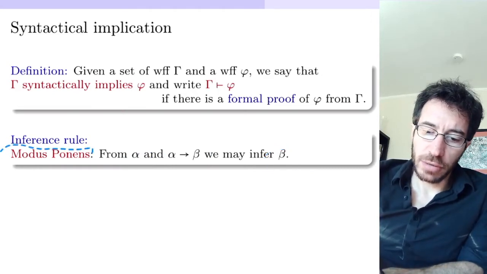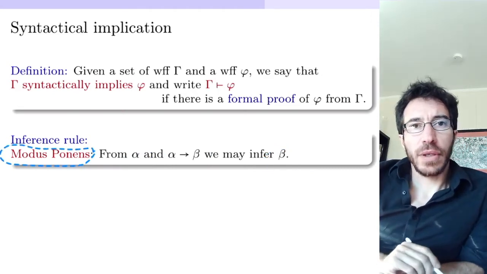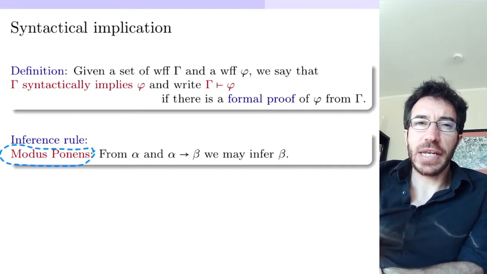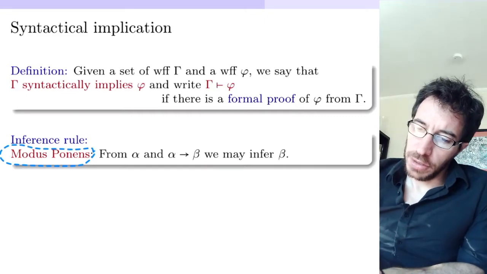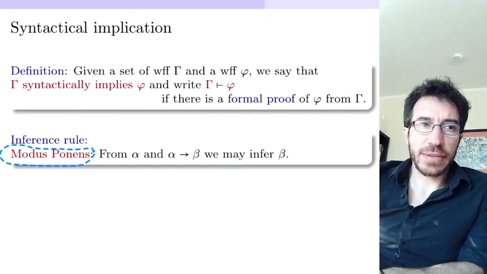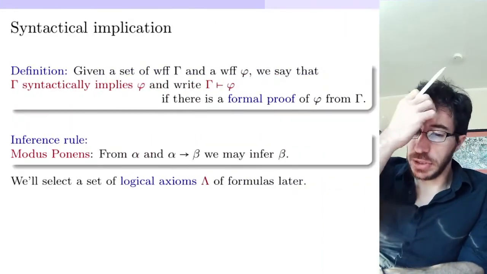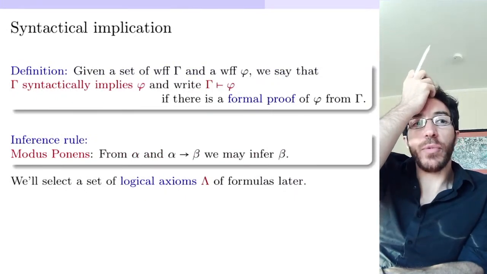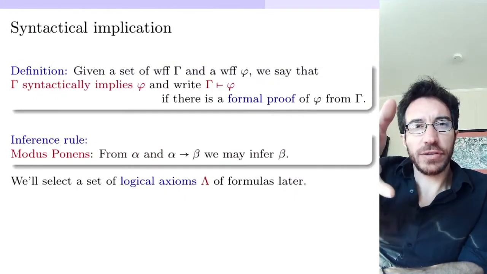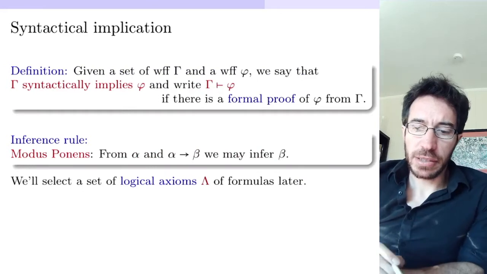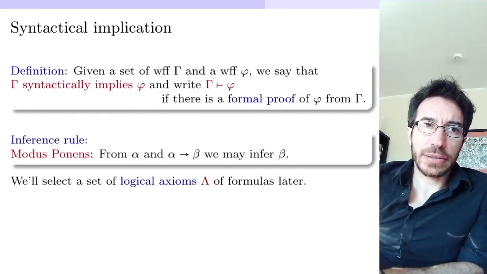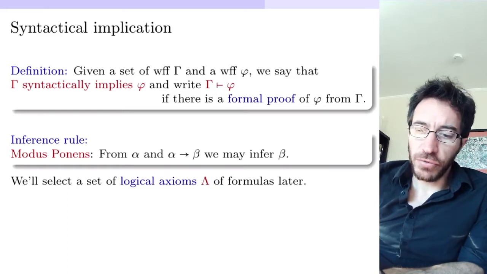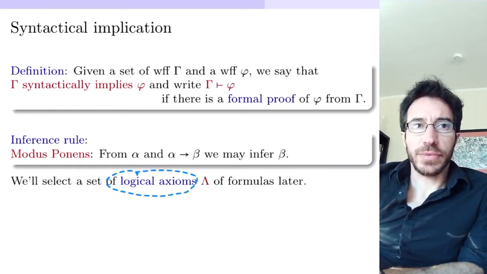That's called modus ponens. Everything else is going to go into the logical axioms, everything else that we might need. So that's modus ponens, which is going to be very important. It's the only rule that we have. And we are going to select, in the next video, not yet, because it's a bit messy, a whole set of well-formed formulas, lambda, of what we call the logical axioms.